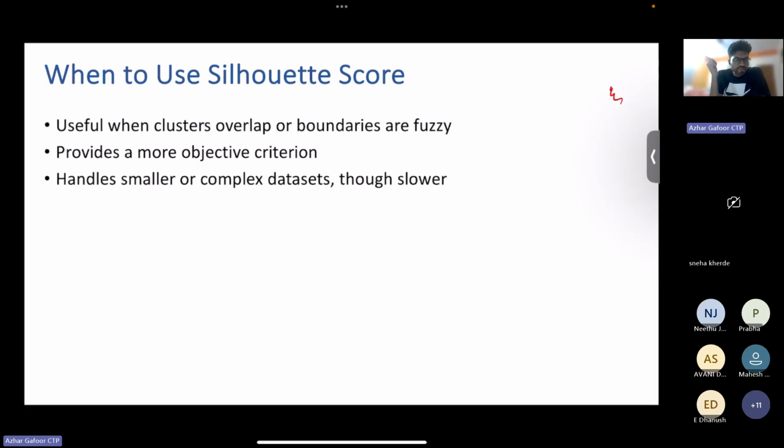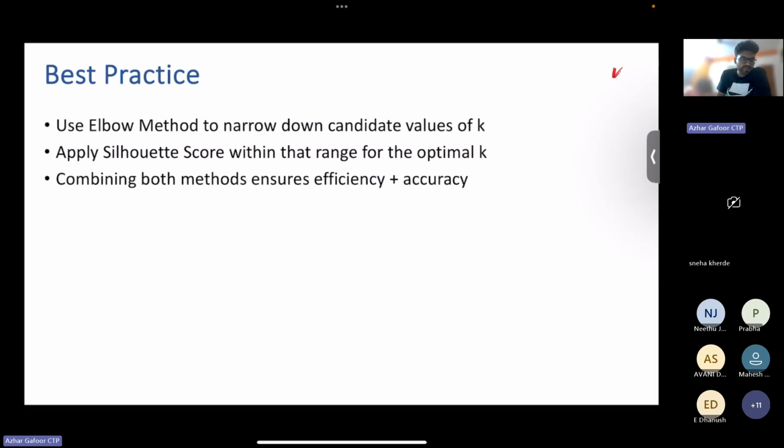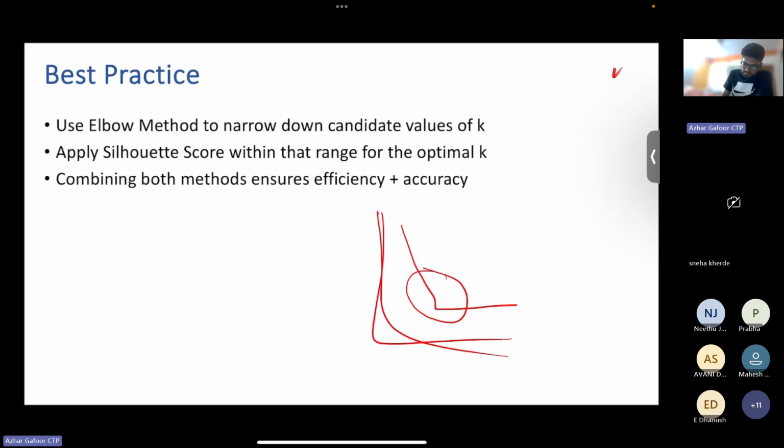The best practice to follow in k-means clustering is to use the elbow method to narrow down a candidate value of k, and then apply the Silhouette scores within that range of optimal k. So using the elbow method, we can choose the clusters within this interval, and then calculate the Silhouette score for each of these k. Then we can combine both methods to ensure efficiency and accuracy.